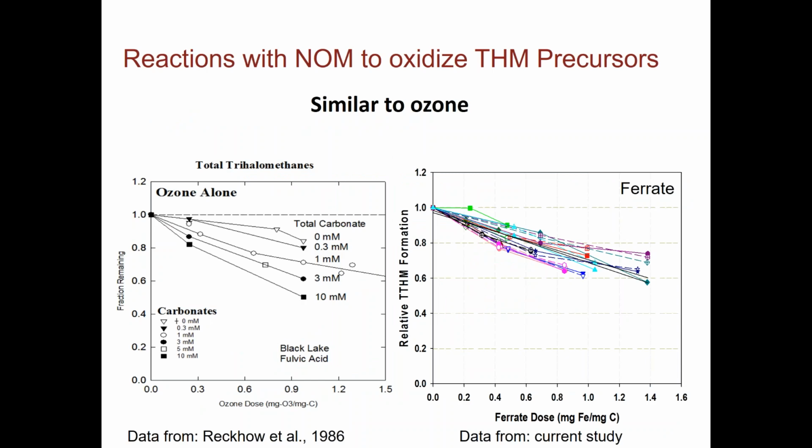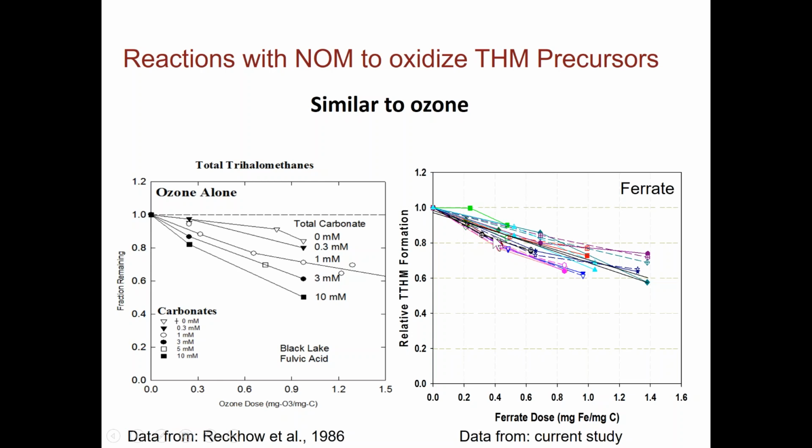Okay, another area of importance is the disinfection byproduct precursors. Again, drawing the analogy with ozone, we can compare what ozone does to DBP precursors, in this case trihalomethane precursors, with what ferrate does to trihalomethane precursors. And you see a surprising, a remarkable similarity, in fact.